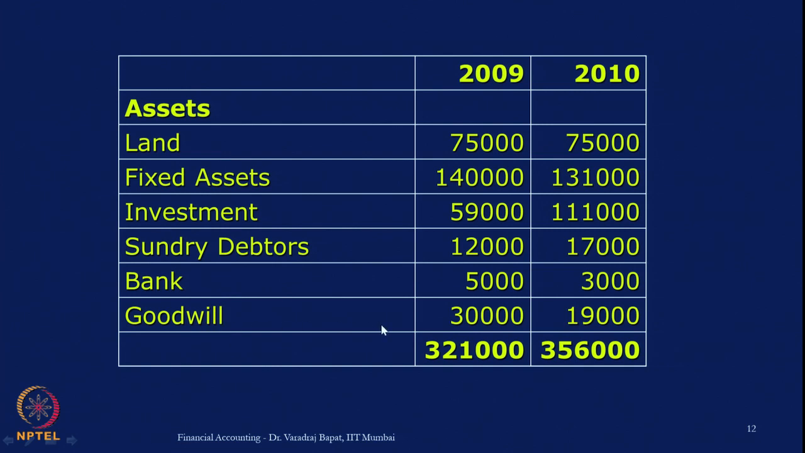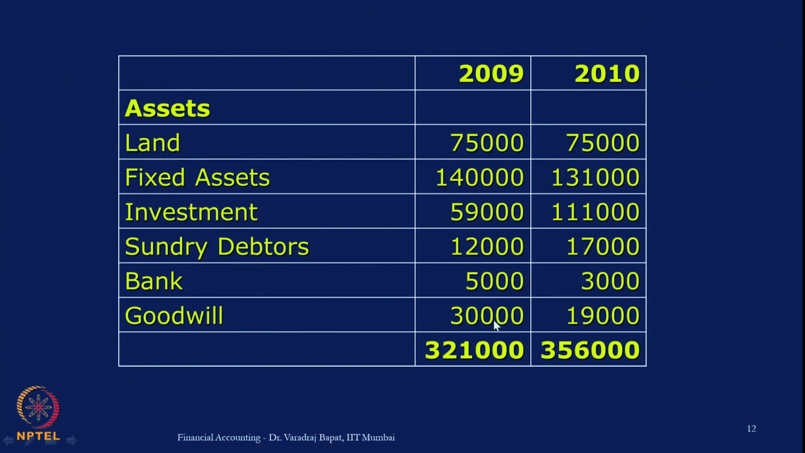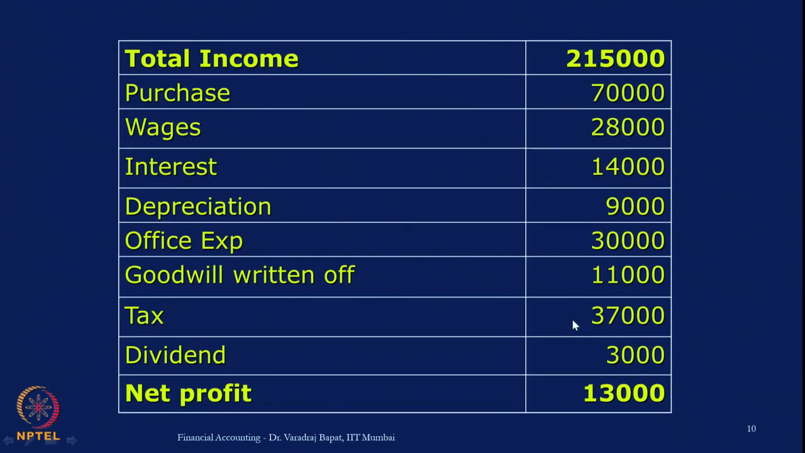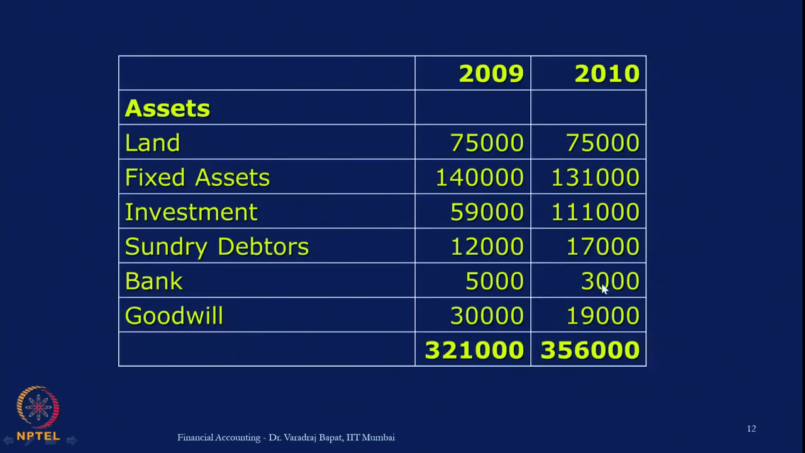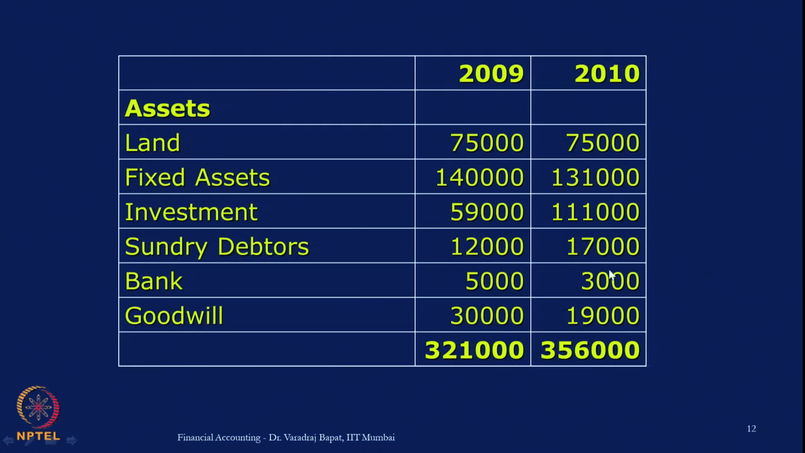Goodwill. Goodwill, you can see it has fallen from 30 to 19. Normally, goodwill falls because of amortization. So, we will have to look in P&L account. You can see here goodwill written off 11,000. So, 30 to 19, the difference is because of goodwill written off. Right now, you can mark it as an O item. So I hope you understood all the markings of balance sheet.